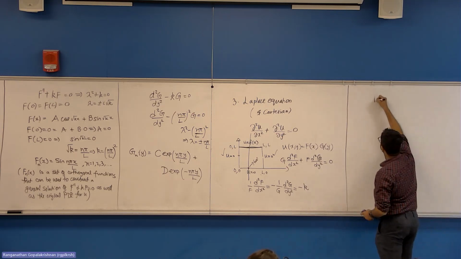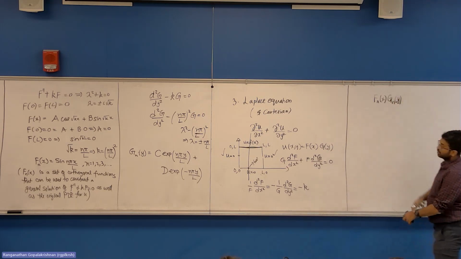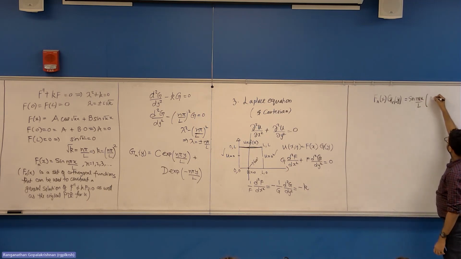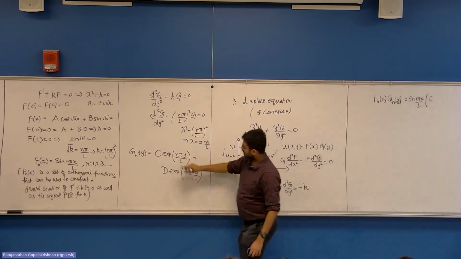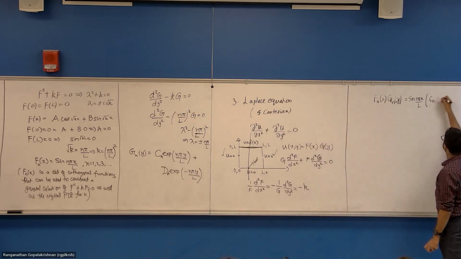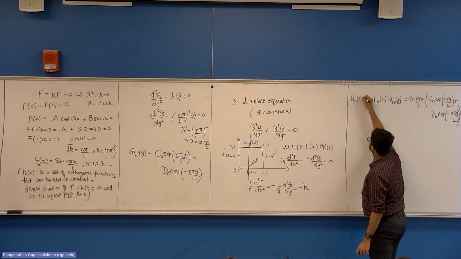So you have Fn of x times Gn of y, which is sine n pi x over L multiplied by, I have C, and since this has an n, I'm going to add a subscript to the C and D as well. Cn exponent of n pi y over L plus Dn exponent of minus n pi y over L. This is my un of x comma y.